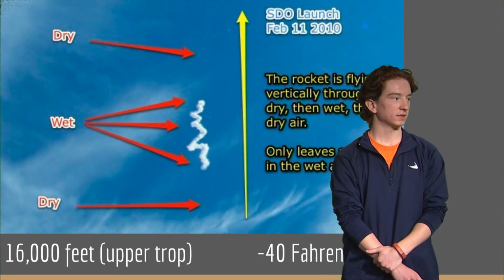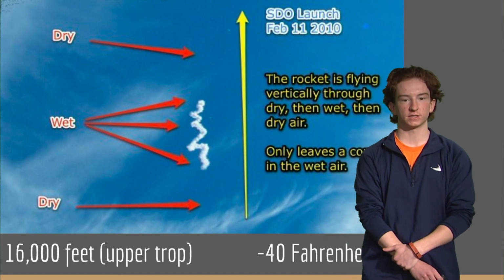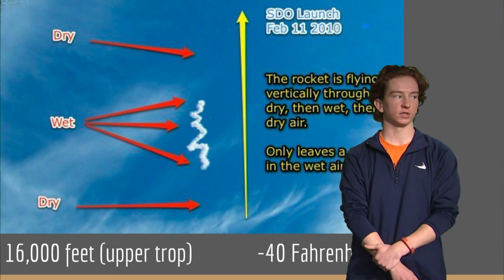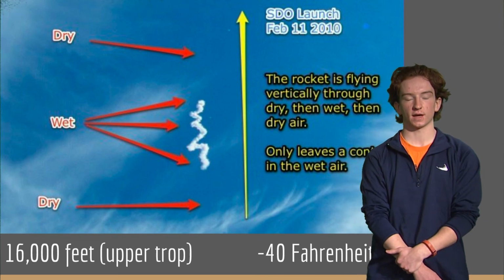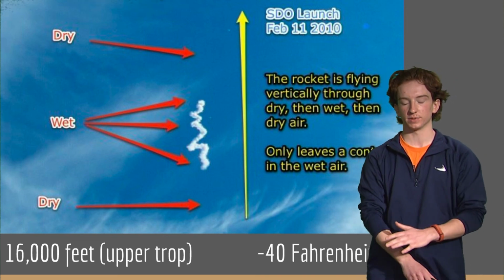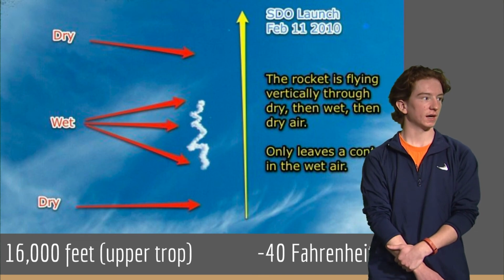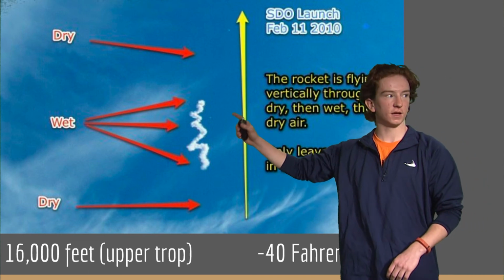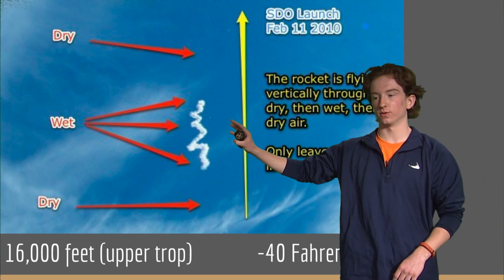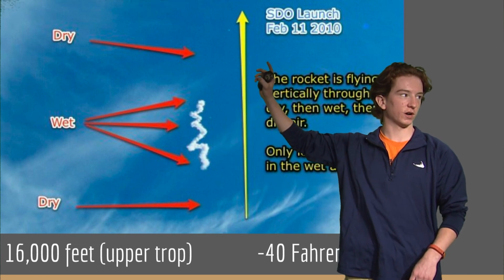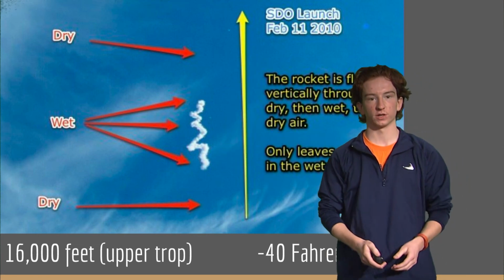This occurs at about 16,000 feet or more above the Earth's surface, and at that height, it needs to be negative 40 degrees Fahrenheit for this to happen, so it has to be really cold. And also, it can only form, as I said earlier, in wet air, so it has to be really humid. In dry air, it doesn't form at all, so it has to be over 100% humidity for this to occur.